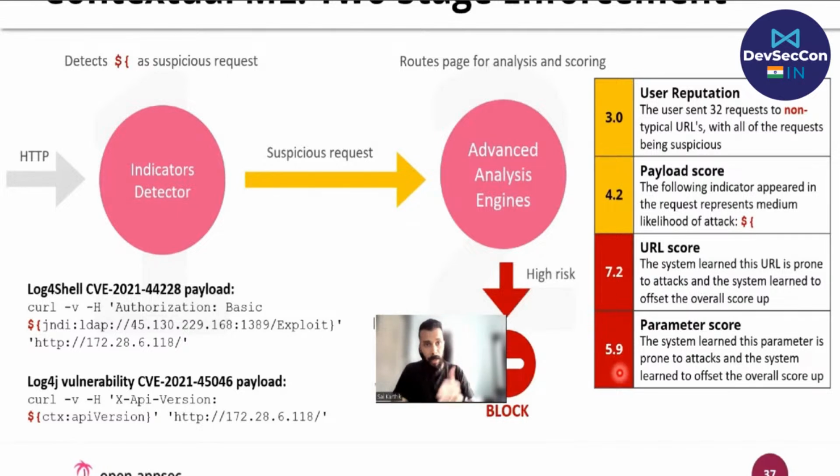Checkpoint had not, at this point of time, put any signatures into OpenAppSec to identify log4j's exploit uniquely. So we weren't looking for JNDI, we weren't looking for LDAP, we weren't looking for any of these characters or traits.